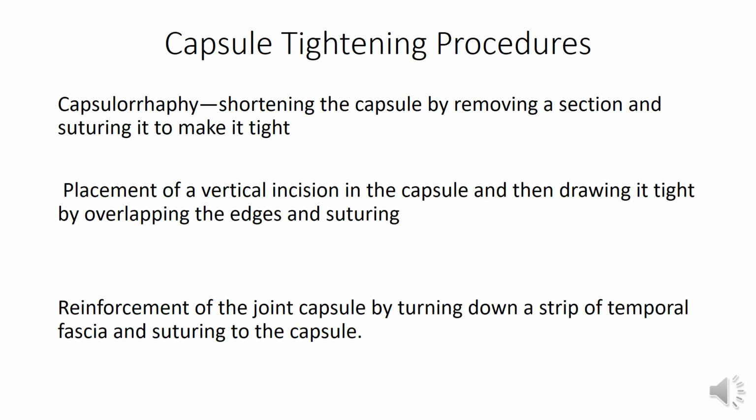The capsular tightening procedure, or capsulorrhaphy, is nothing but a shortening of the capsule by removing a section and suturing it back in a tight position. To reach the capsule, the same preauricular incision is being used. The same steps we followed for accessing the condyle have to be done. After reaching the capsule, a vertical incision is placed on the capsule and then drawn tight by overlapping the edges and suturing is done. Reinforcement of the capsule by turning down a strip of temporal fascia and suturing it to the capsule also helps to tighten the capsule.